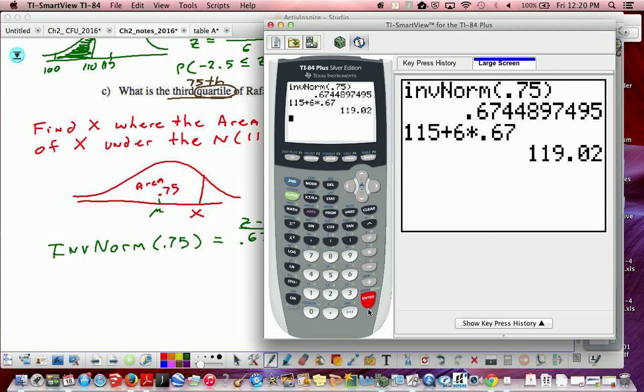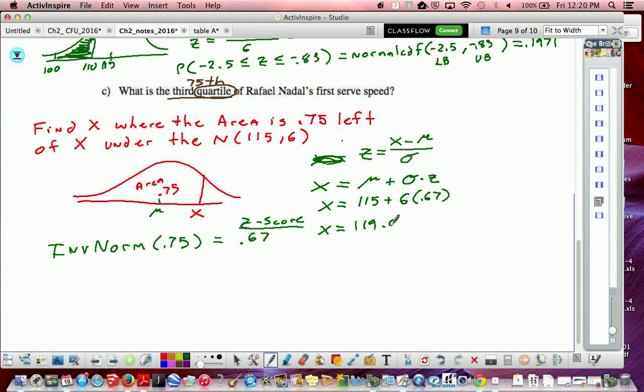Let's see, 115 plus 6 times 0.67. 119.02. How can you do that in your head? How would I do that? 0.67 is like 2/3. 2/3 of 6, well, 2/3 of 3 is 2. 2 threes make a 6, so 2 times 2 is 4. So that's why I knew I was adding about 4 to 115.